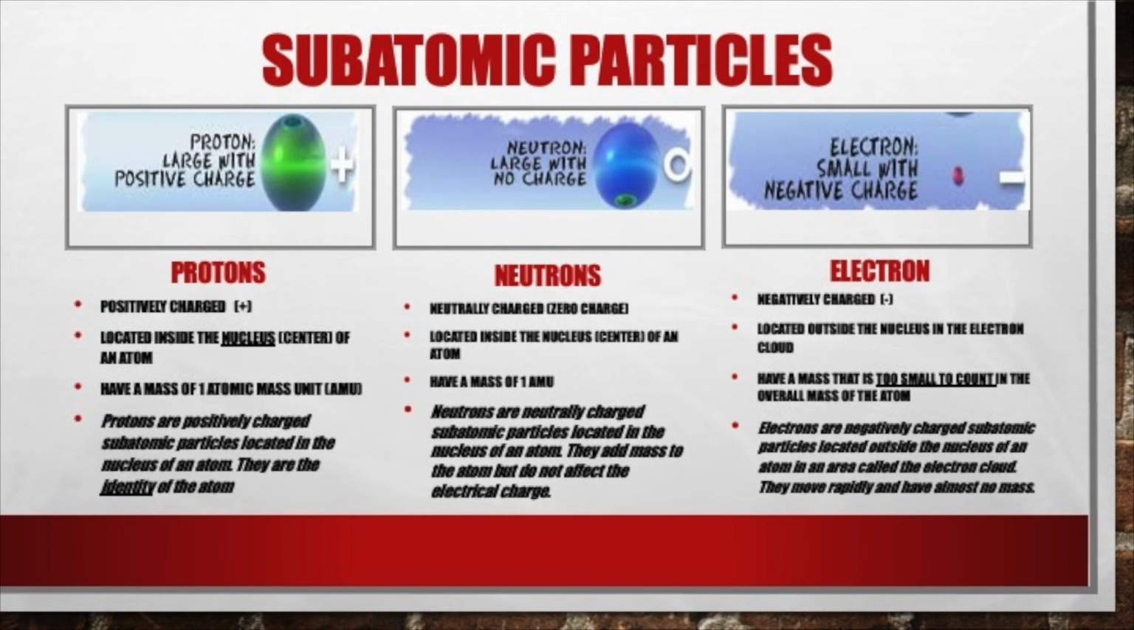Most of the mass of the atom is going to be found in the nucleus with the protons and neutrons. Because of the distance between the nucleus and the electron cloud, the inside of an atom, or the volume of an atom, is mostly empty space.